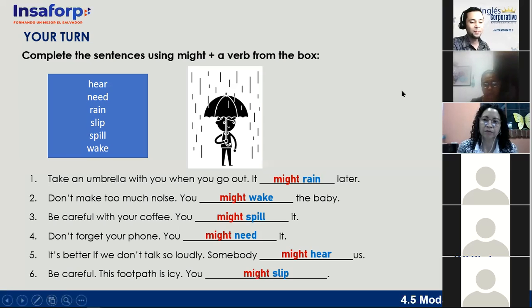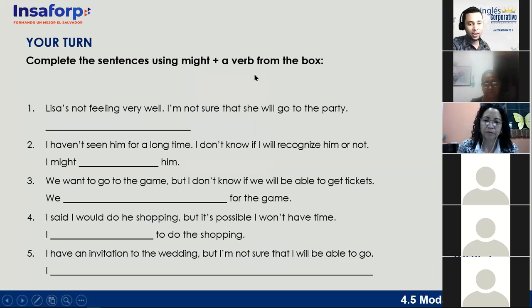Great effort. I believe this is going to be the final exercise today. So, your turn. Complete the sentences using might plus a verb from the box. Well, it's not the box. We don't have a box here. Siempre se me va algo mal con la instrucción. Permítame. A verb from the sentence. Tendría que ser aquí. Vamos a corregirlo.